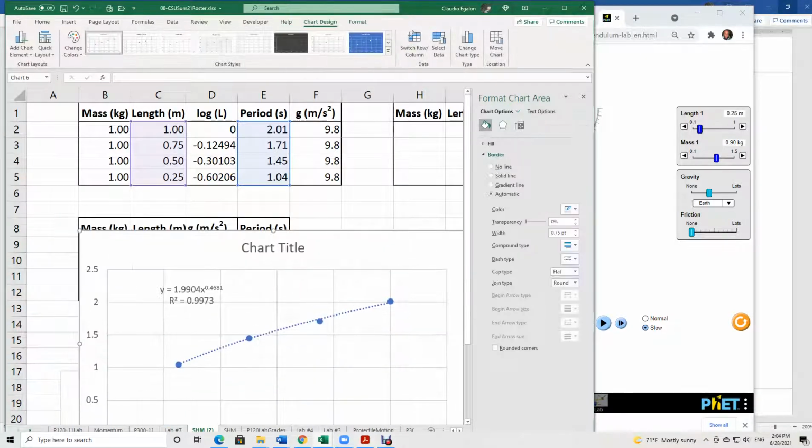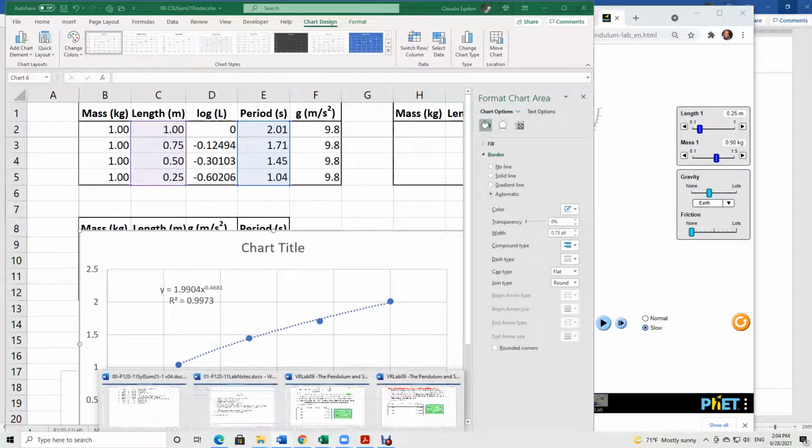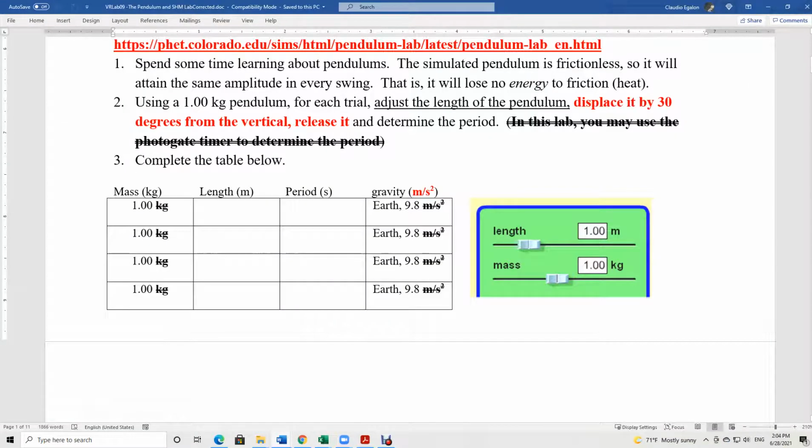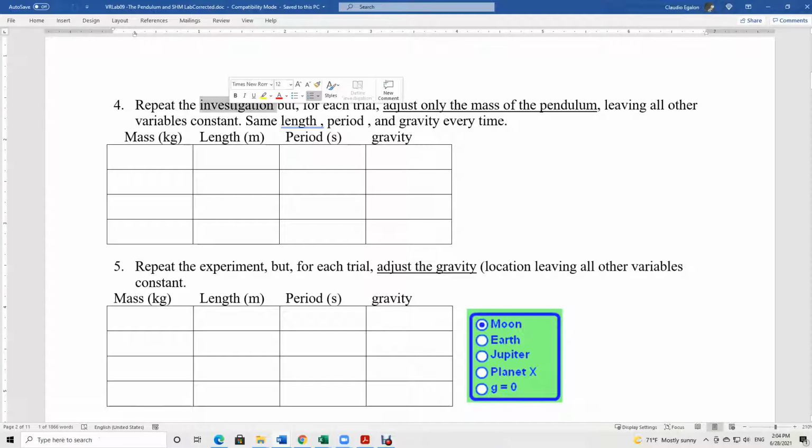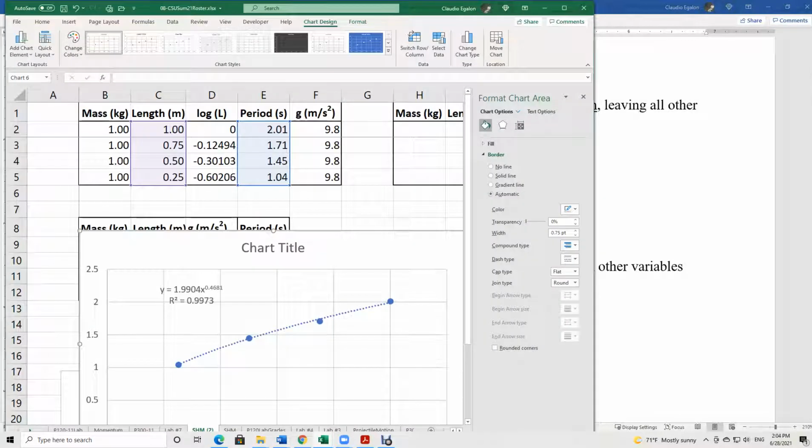Okay, the next activity here. That's the first part. We're going to repeat the investigation, but now we are going to adjust the mass of the pendulum only, leaving all other variables constant. We're going to do another new table. Let's go in Excel. Here you go. Mass.